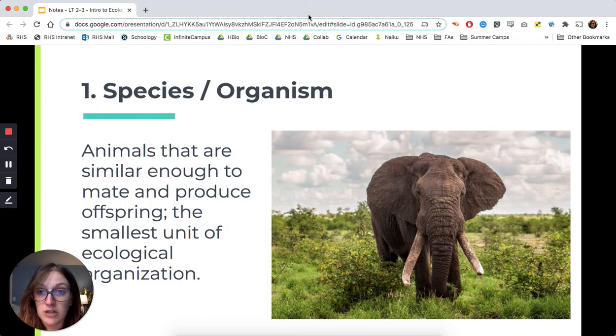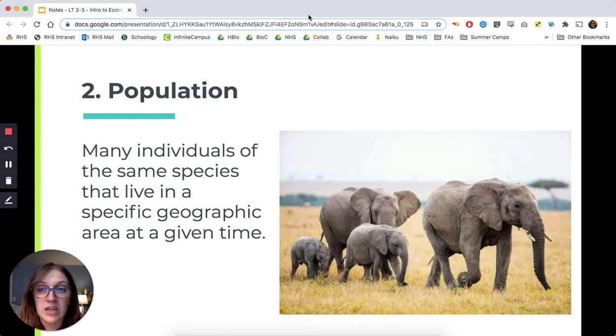So we again mentioned that the first or smallest level of organization was species or organism. And this basically means that animals that are similar enough to mate and produce offspring, the smallest unit of ecological organization. Here you can see a single elephant, for example. So if we were to talk about multiple elephants, that would be a population of elephants. Many individuals of the same species that live in a specific geographic area at a given time.